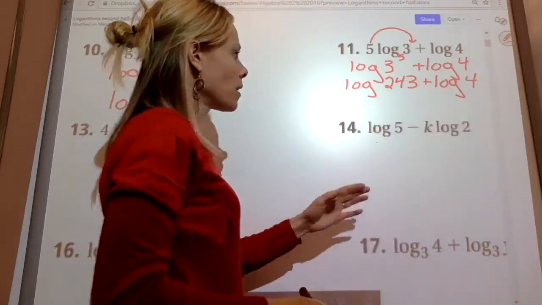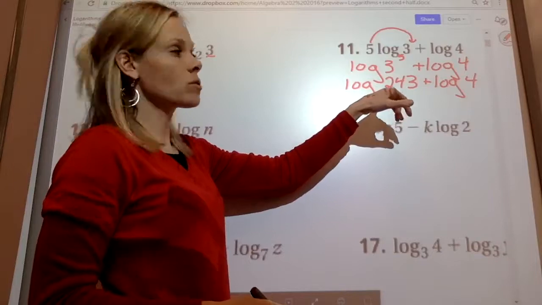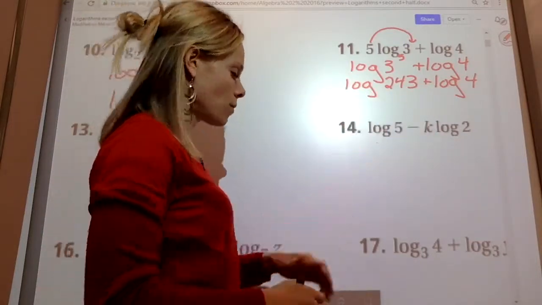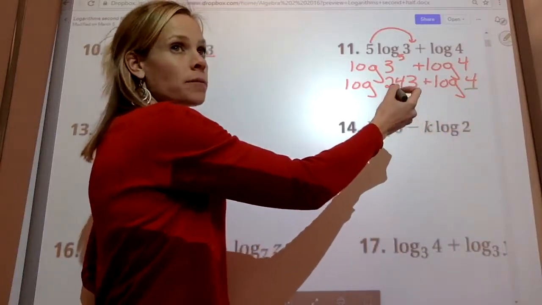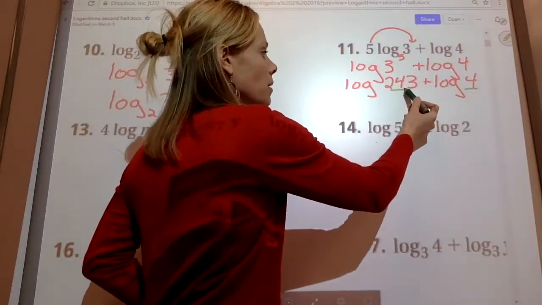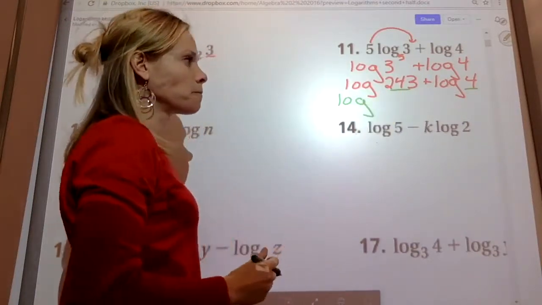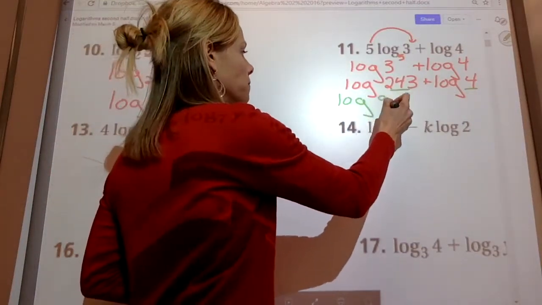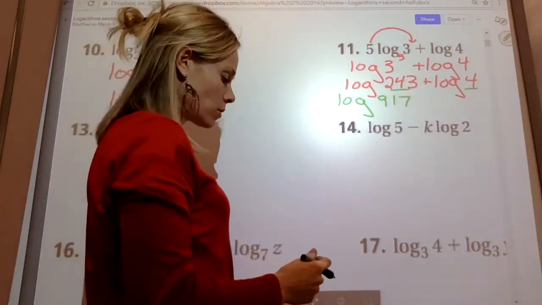243. Good. And now I'm adding two logs. There's no numbers in front anymore, so now what do I do with those numbers? If I'm adding, what do I do? Multiply. So what's 243 times 4? Okay, so then I'm done. Oh, 972?